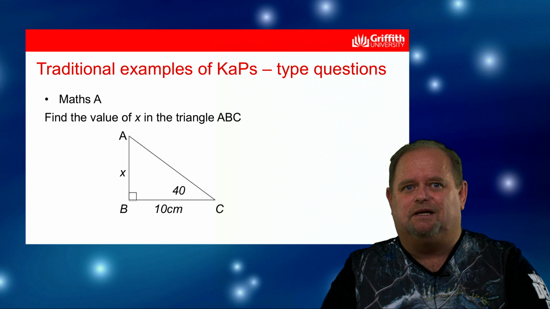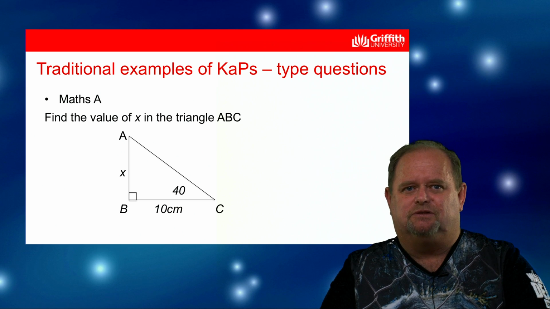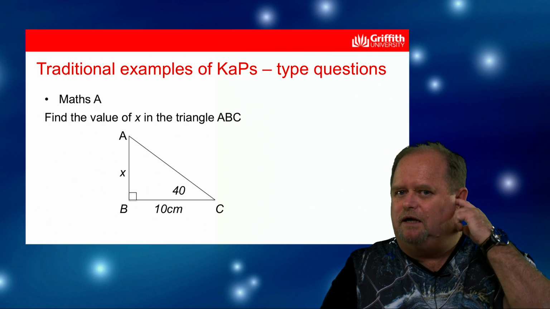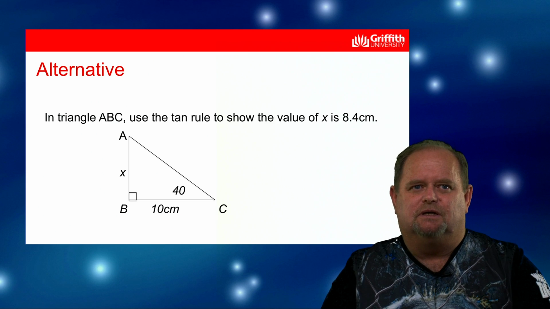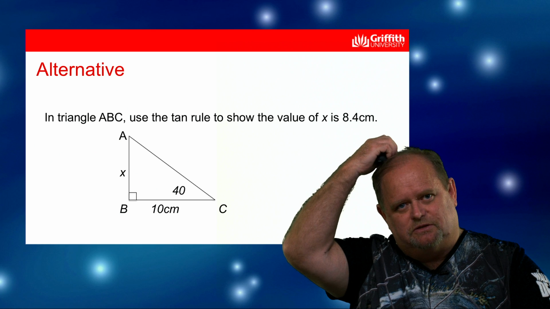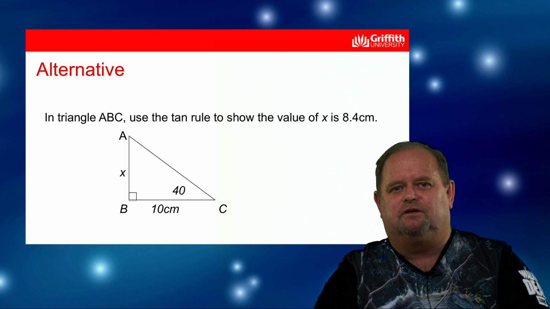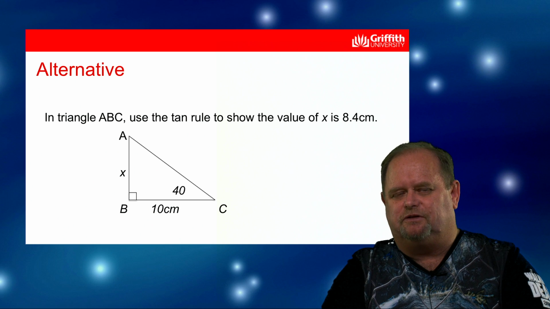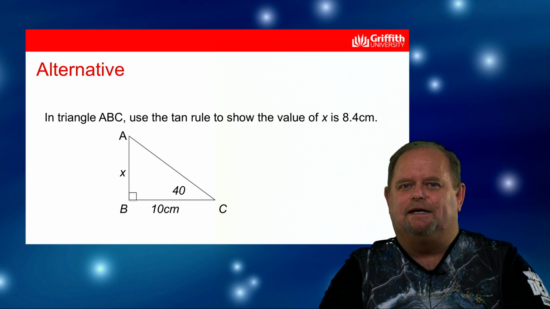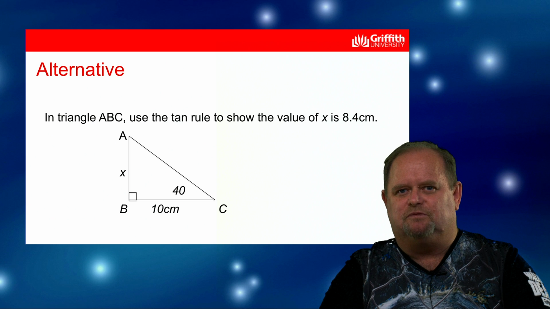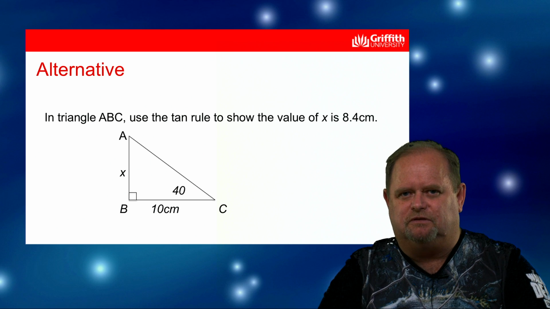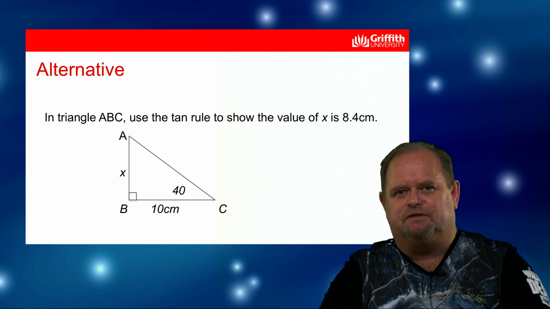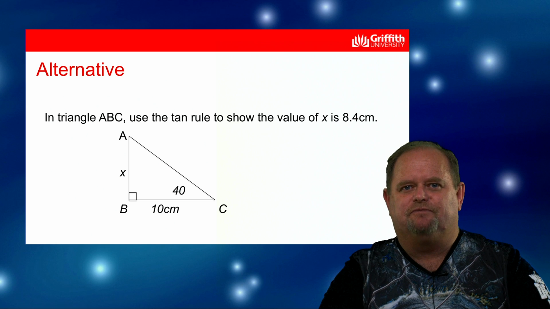For example, in Maths A here, we might find the value of x in triangle ABC. An alternative might be: in triangle ABC, use the tan rule to show the value of x as 8.4. And I think if you compare those two questions there, you can see where one of them is more pointed towards the process. I'm not focusing on the answer, but I'm really looking at the process.